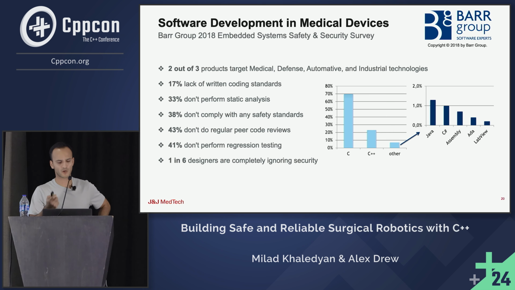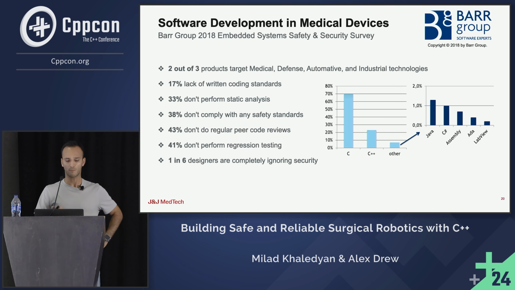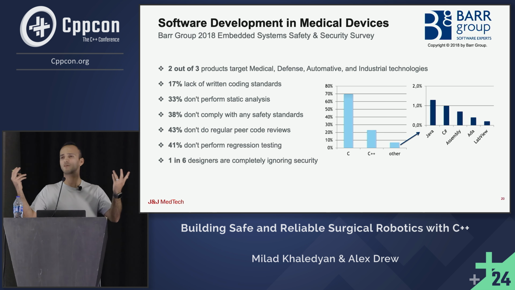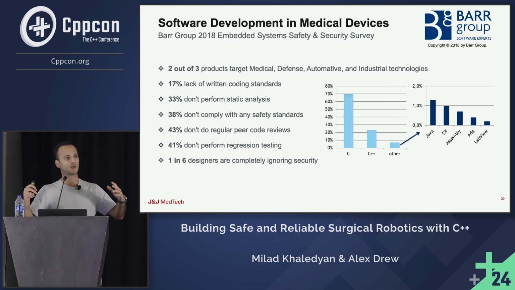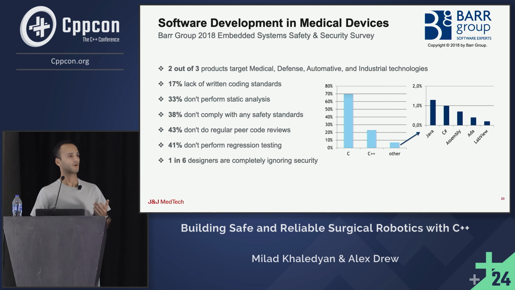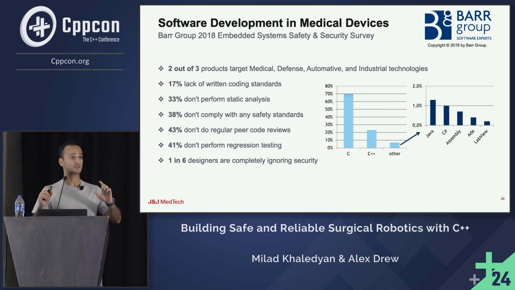There was actually a pretty interesting survey by the Barr Group in 2018. They surveyed many different companies in safety critical systems. Perhaps 66% of those companies were in medical, defense, automotive, and industrial technologies. They asked nearly 2,000 employees of these companies questions like: do you use regression testing? Do you even follow some sort of standard? Do you use static analysis tools? Mainly on the safety critical path and embedded systems.